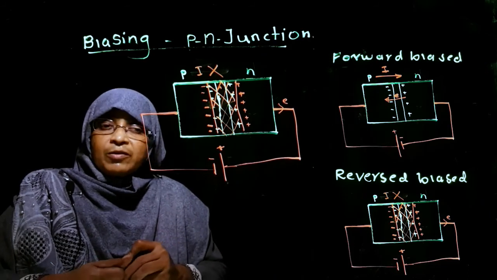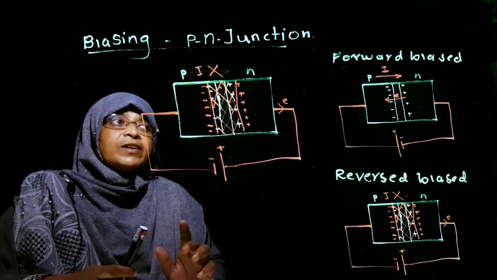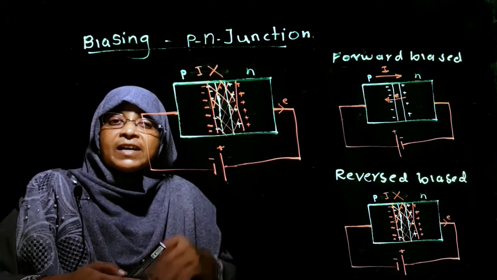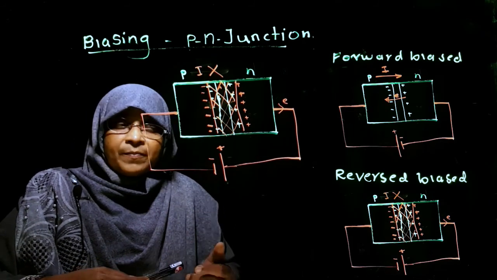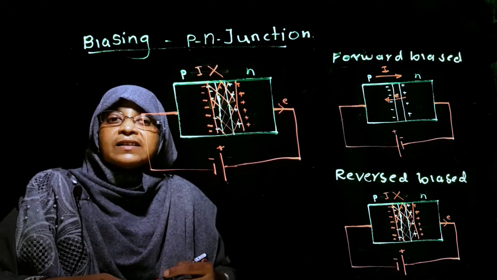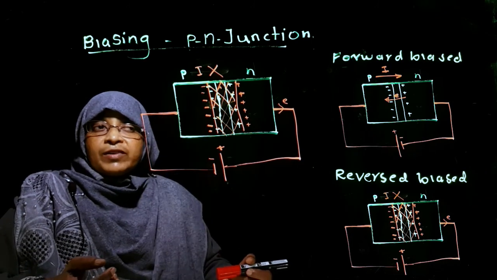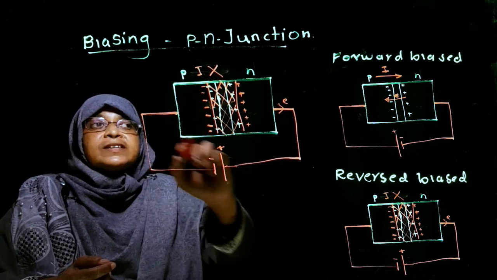So we know when this p-n junction is connected in forward bias, we can make current flow, and in reverse bias, the current does not flow. Okay, next, how we can use this p-n junction.